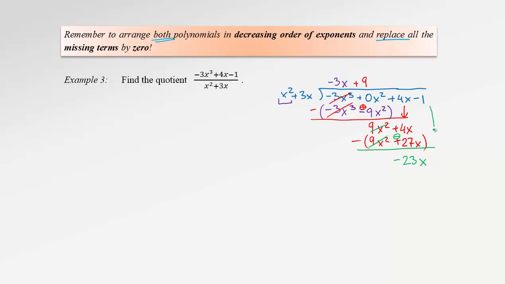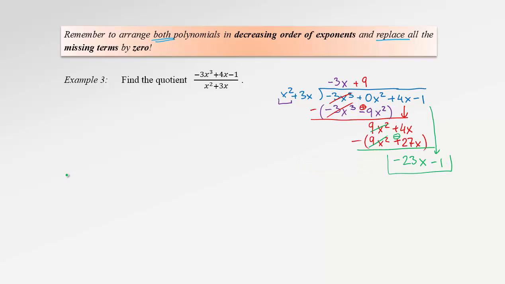One more step. We drop the negative 1 here, and we can try to fit our first term into negative 23x. But what's happened? Well, we can't do it anymore because this x squared is of higher degree than x. So that's where we stop. This whole thing is our remainder.